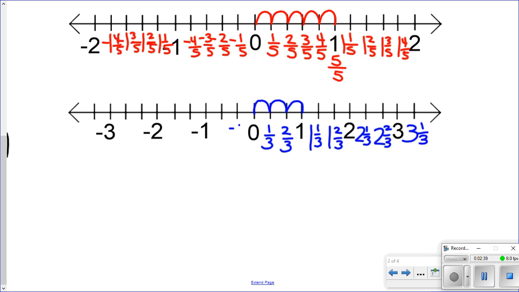Moving to the negative, negative 1/3, negative 2/3. Negative 1 and 1/3, negative 1 and 2/3. Negative 2 and 1/3, negative 2 and 2/3. Negative 3 and 1/3.